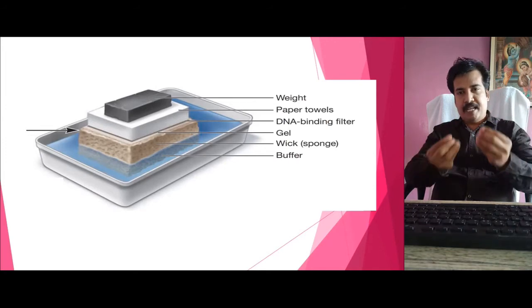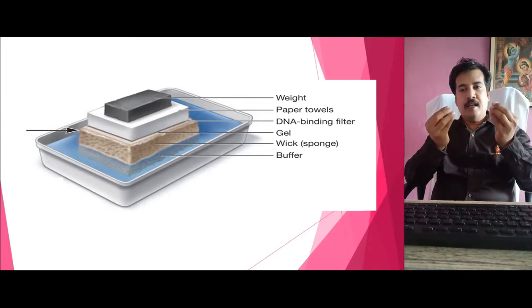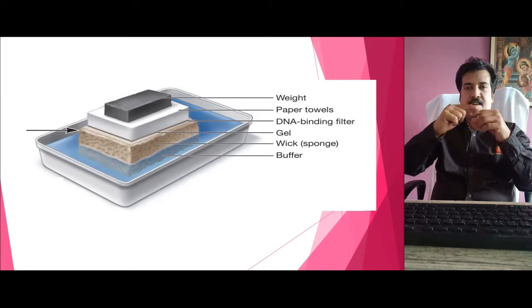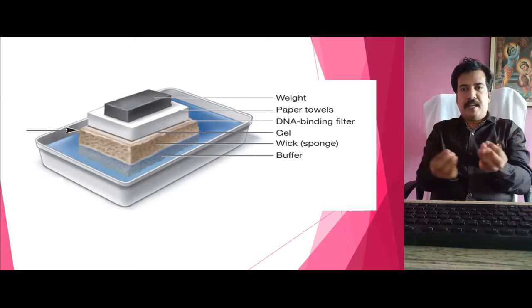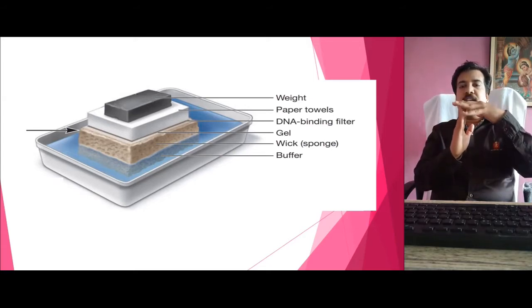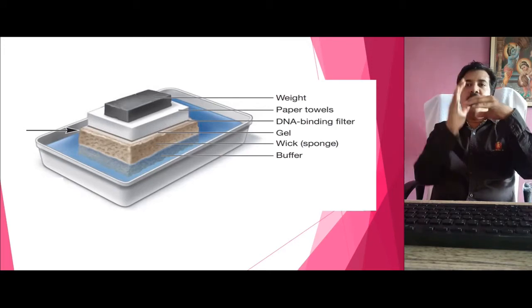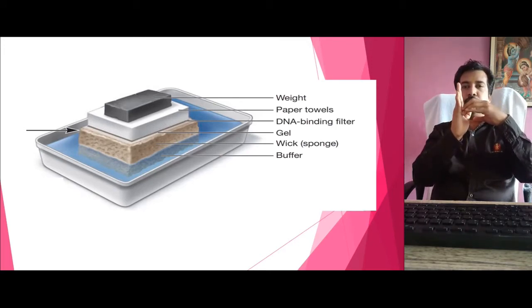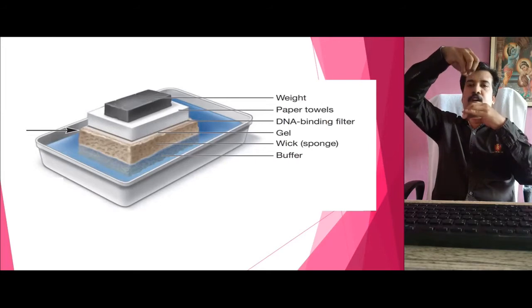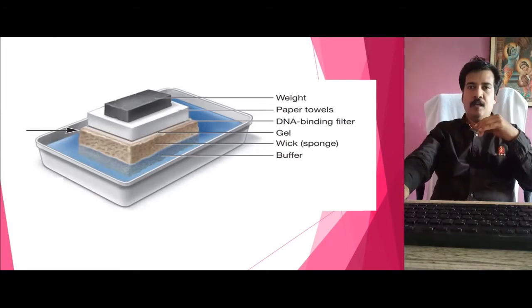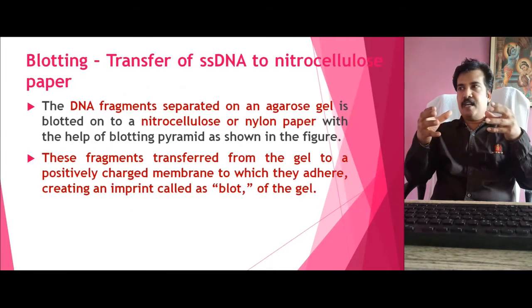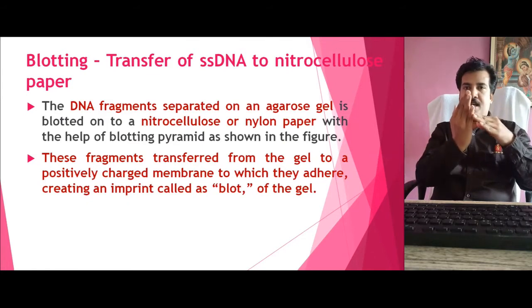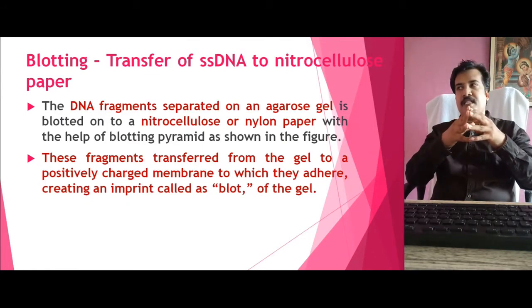Because of the capillary action, the two single-stranded DNA strands which have been separated by the action of alkali are taken up by the transferring buffer and attach to the nitrocellulose paper, and the buffer is absorbed through the filter paper and the cloth. During this process, the single-stranded DNA fragments adhere to the nitrocellulose paper. This adhering is otherwise called blotting.